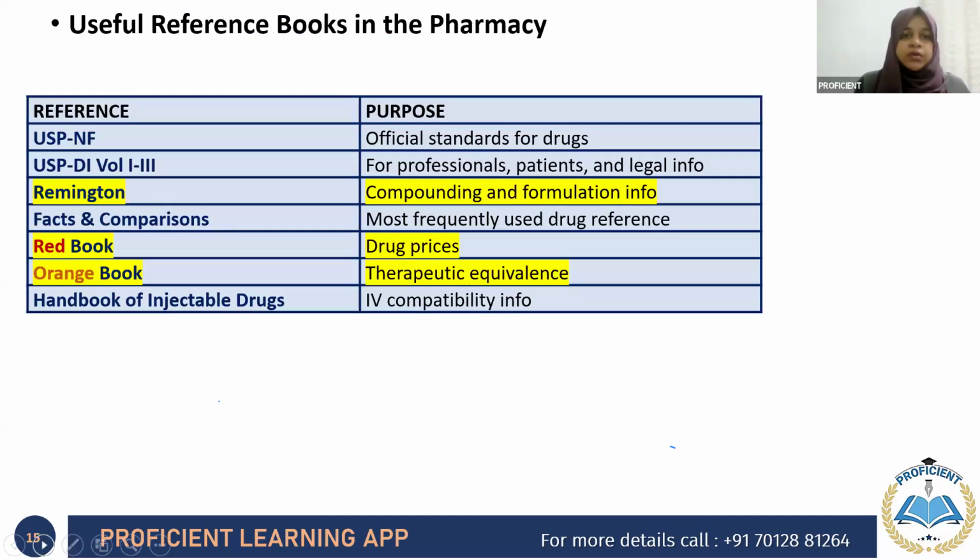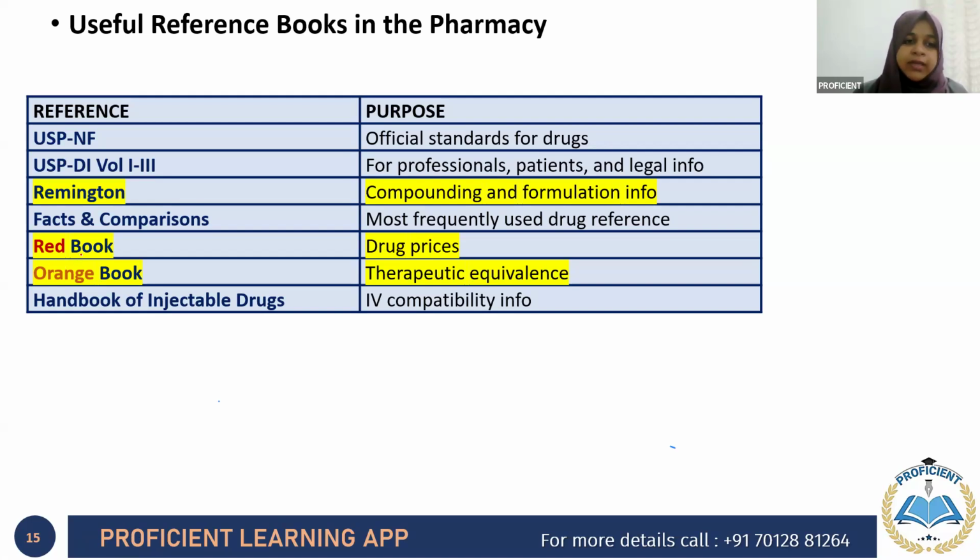Yes, ma'am. Now, useful reference books in pharmacy. We have the United States Pharmacopoeia. Likewise, in India, we have the Indian Pharmacopoeia, IP. Then USP Drug Information, volumes 1 to 3. All these are used by professionals as well as patients for information. Then you have Remington. Questions come from these three books. Compounding and formulation information you get from Remington.